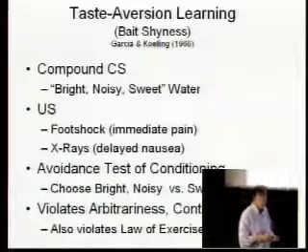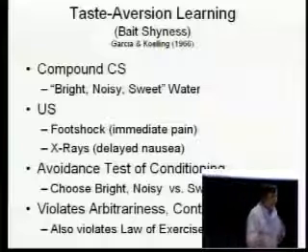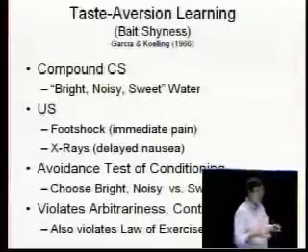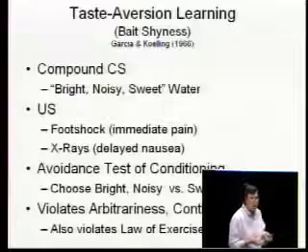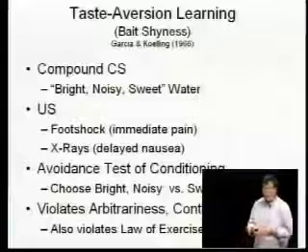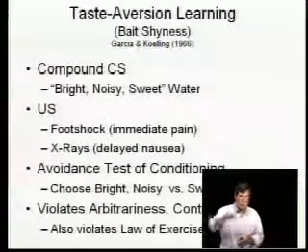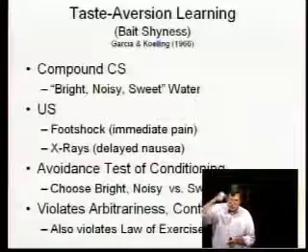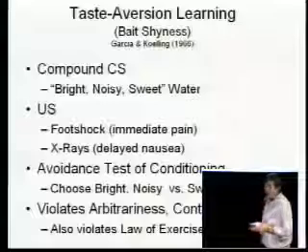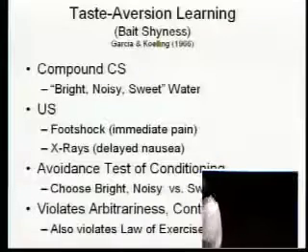What Garcia then did was to put the animals in a situation where they were allowed to select one of two sources of water. They were given a choice between bright, noisy water on the one hand. There was a water tap where the lights were flashing and there was a little ratchet noise. Or there was a water source that delivered sweet water flavored with saccharin.